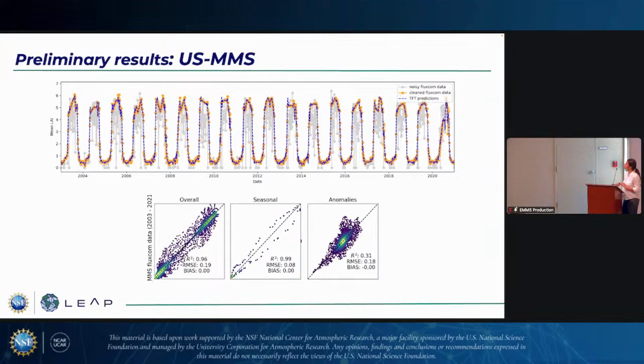We have predictions that are able to get quite accurately the observations of the FluxCom data with an R-squared of 0.96 overall. And then for the seasonal variations and the anomalies, it is doing pretty well. But in the anomalies, you see a drop in the R-squared, which I think can be explained by the noisy nature of the FluxCom data.